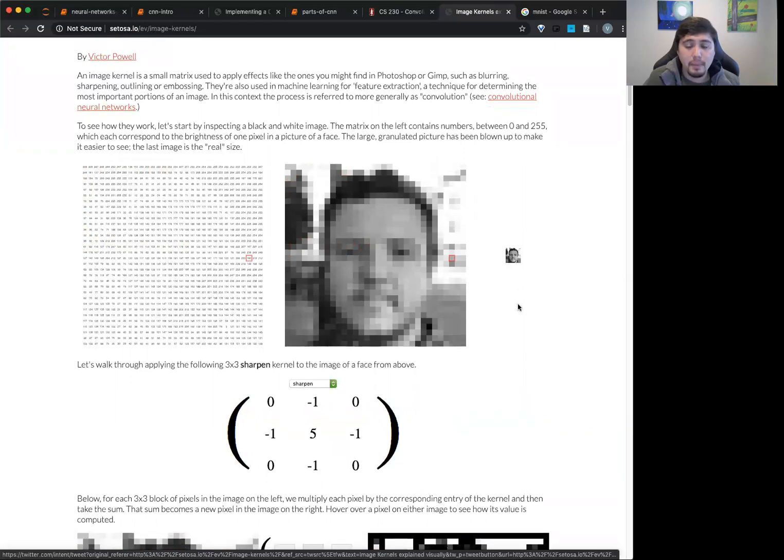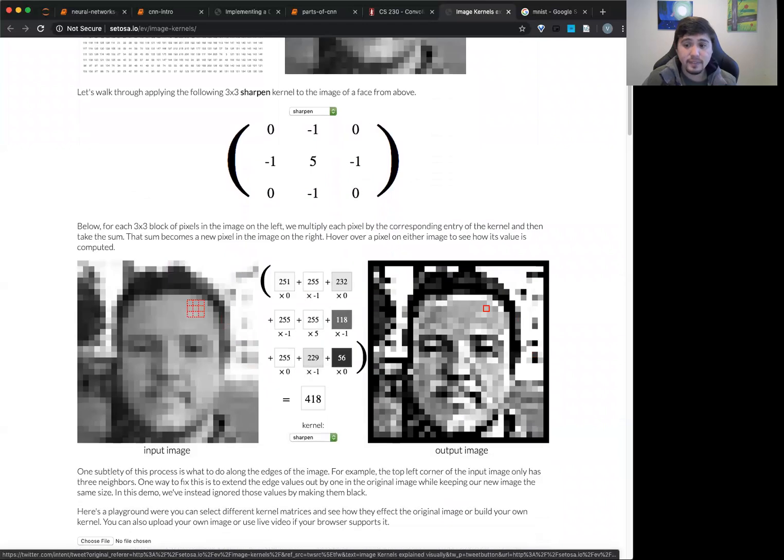But what's cool now is you can take this part. You see this little red square on the left? This guy is taking the values on the left side and creating one value on the right side. So if I drag this across, you basically create new values.